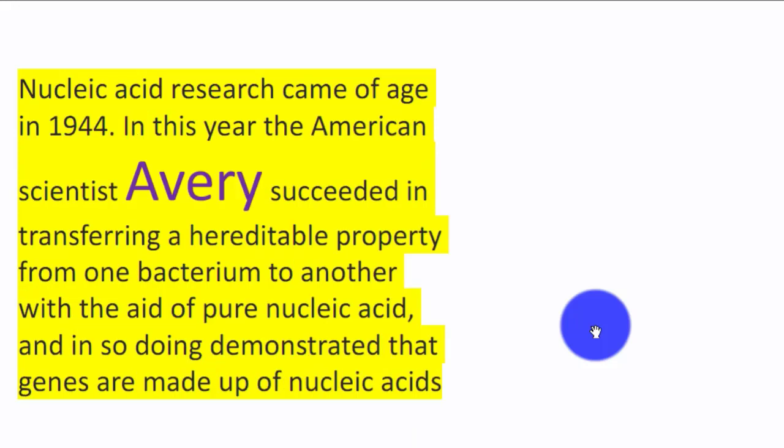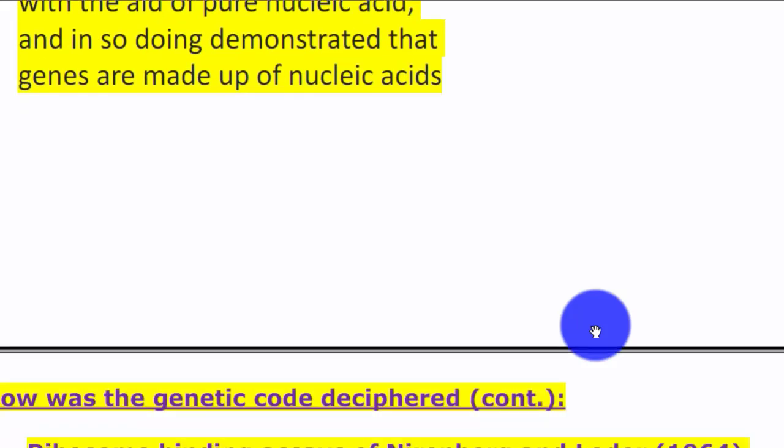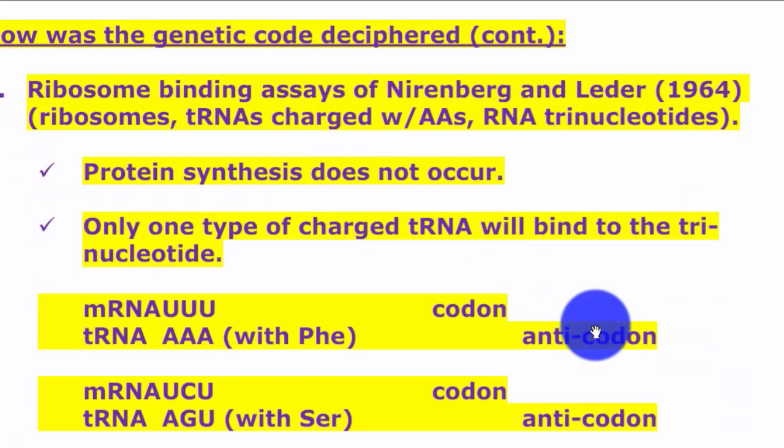Research came of age in 1944. In this year, scientists succeeded in transferring a hereditable property from one bacterium to another with the aid of pure nucleic acid, and in so doing demonstrated that genes are made up of nucleic acids. How was the genetic code transferred?